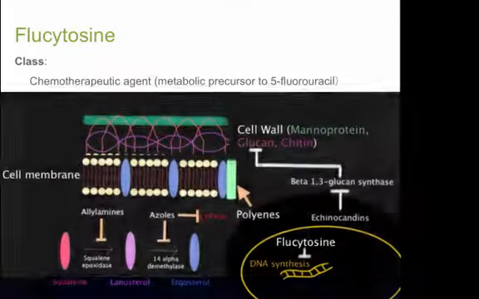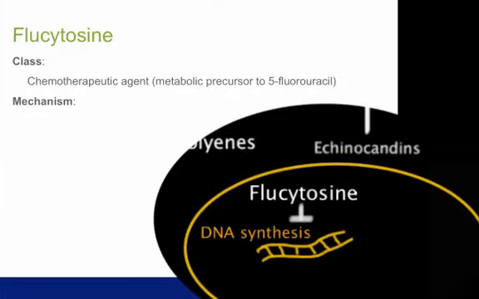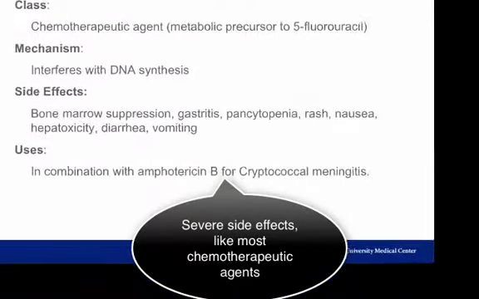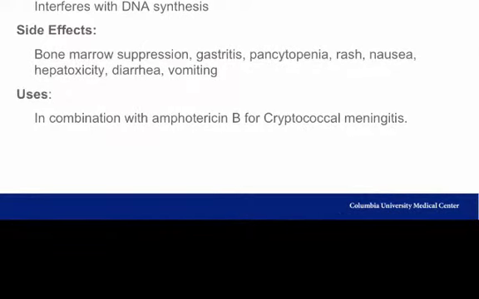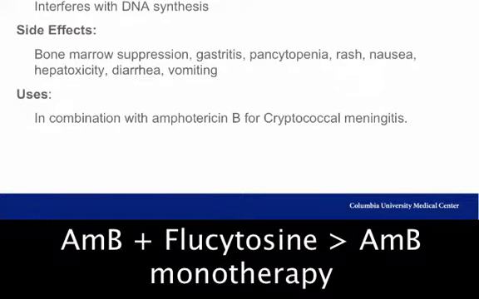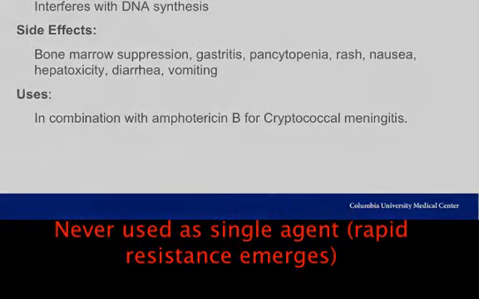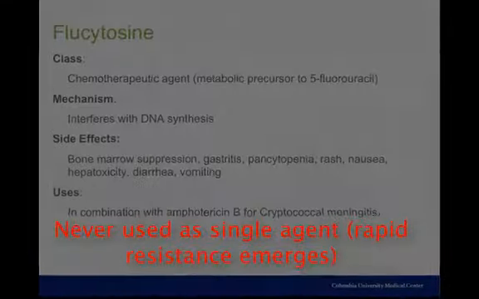Flucytosine, the precursor to 5-fluorouracil, is a chemotherapeutic agent that interferes with DNA synthesis. It has predictably severe toxicity. Because it has excellent penetration of the CNS, it is used in combination with amphotericin B for treating cryptococcal meningitis. Dual therapy has been shown to improve mortality when compared with using amphotericin B alone. Flucytosine is never used as a single agent as rapid resistance occurs.